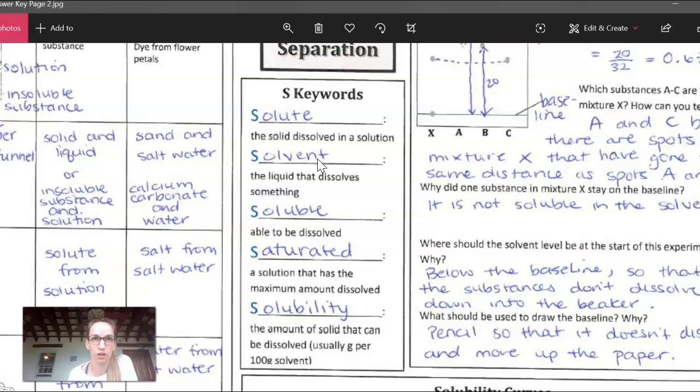methylbenzene. If you've ever done any painting in art class, you've probably used that to clean oil paints, that sort of thing. Soluble means something will dissolve. Saturated, we just came up in our acids and salts topic. Saturated is a solution that has the maximum amount of solute possible. So you can't dissolve any more solid, it will just fall to the bottom of the beaker. Solubility, this last one, is actually a number. It's the amount in grams of a solid that you can dissolve.